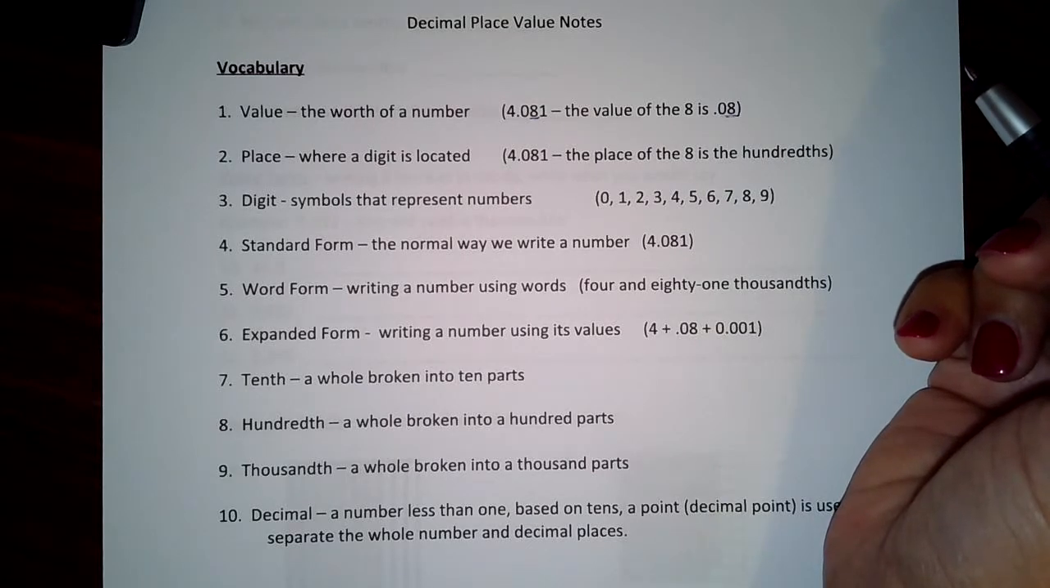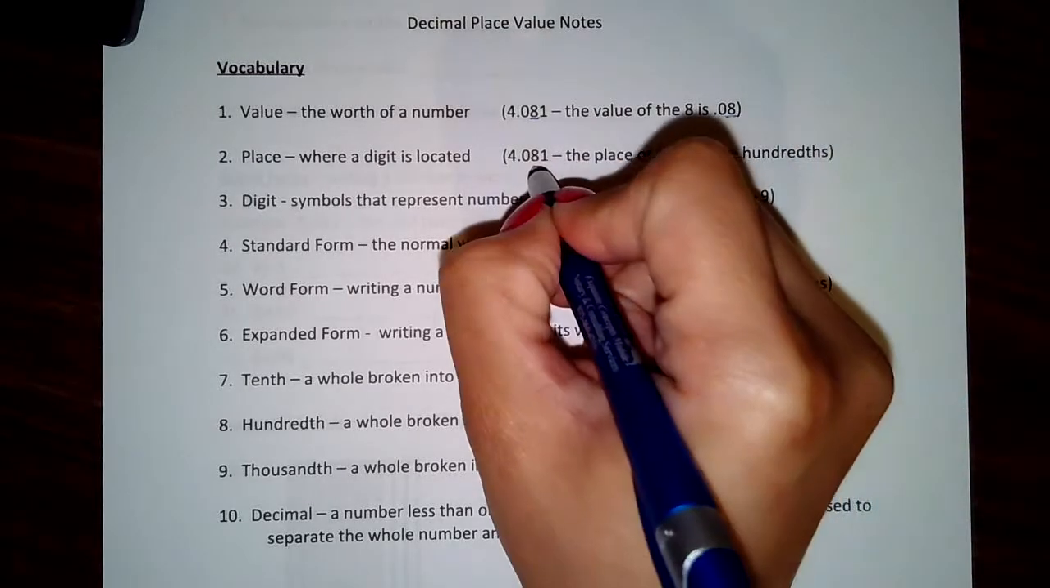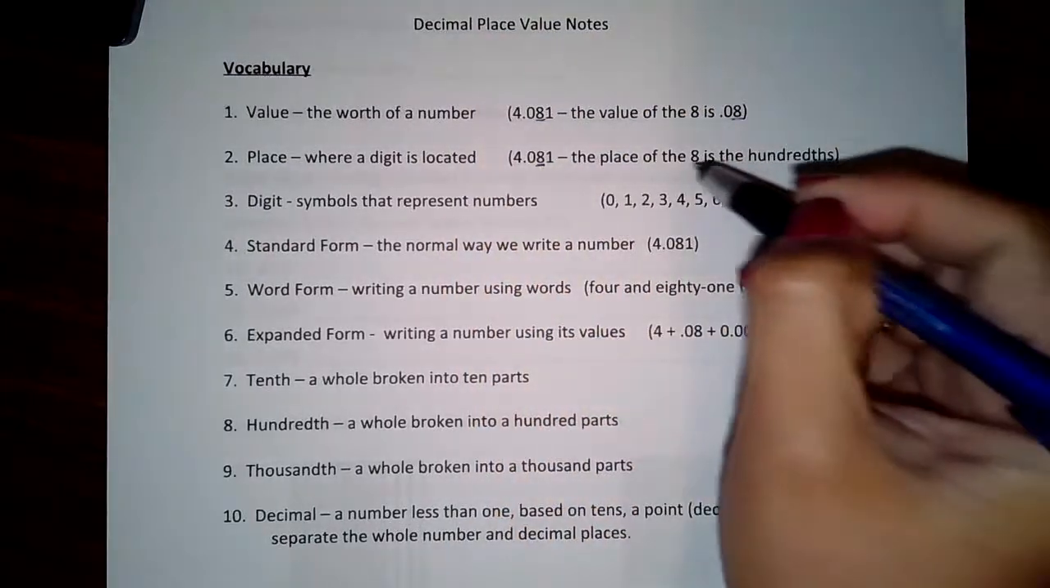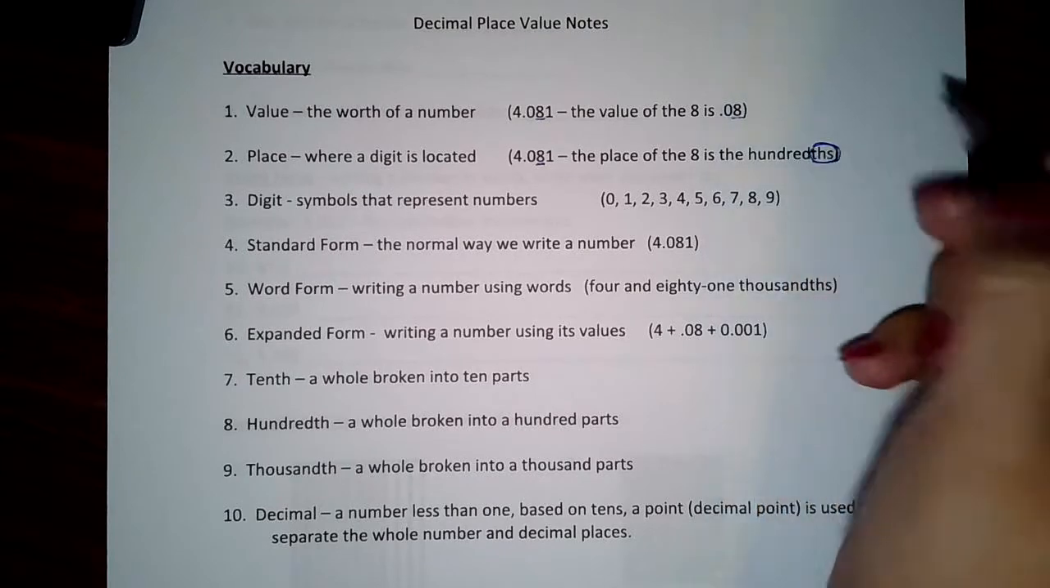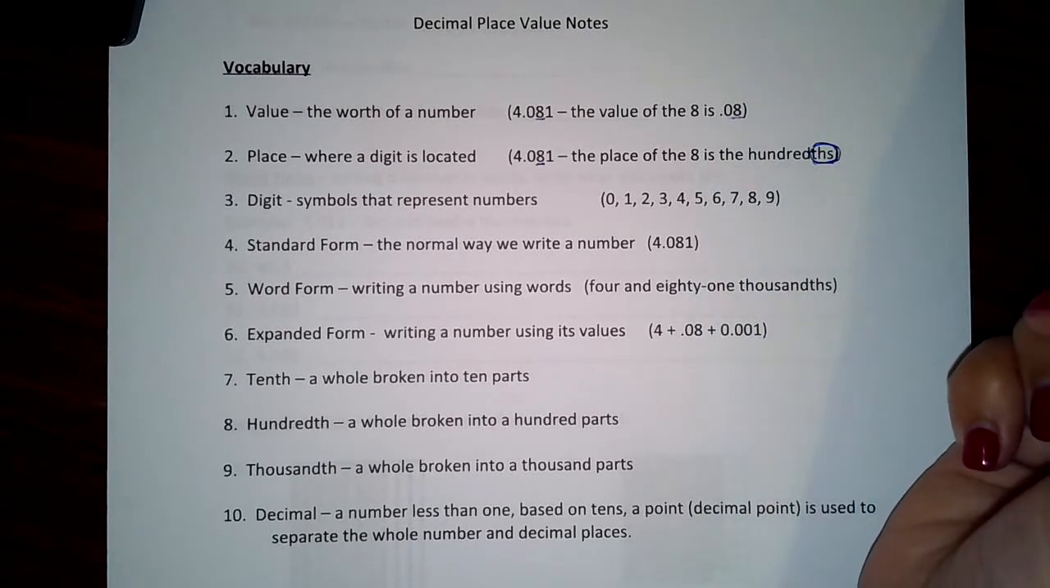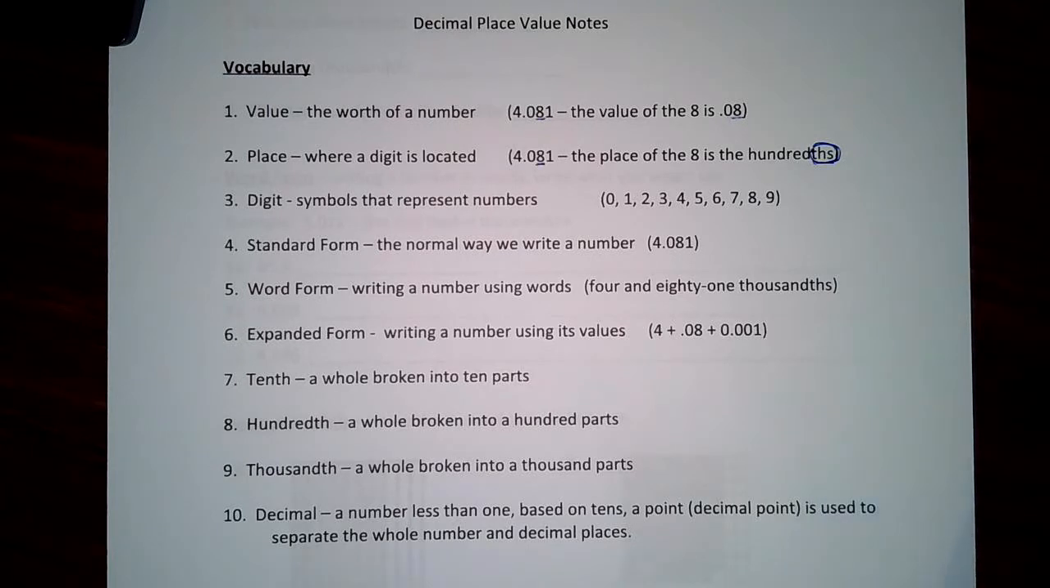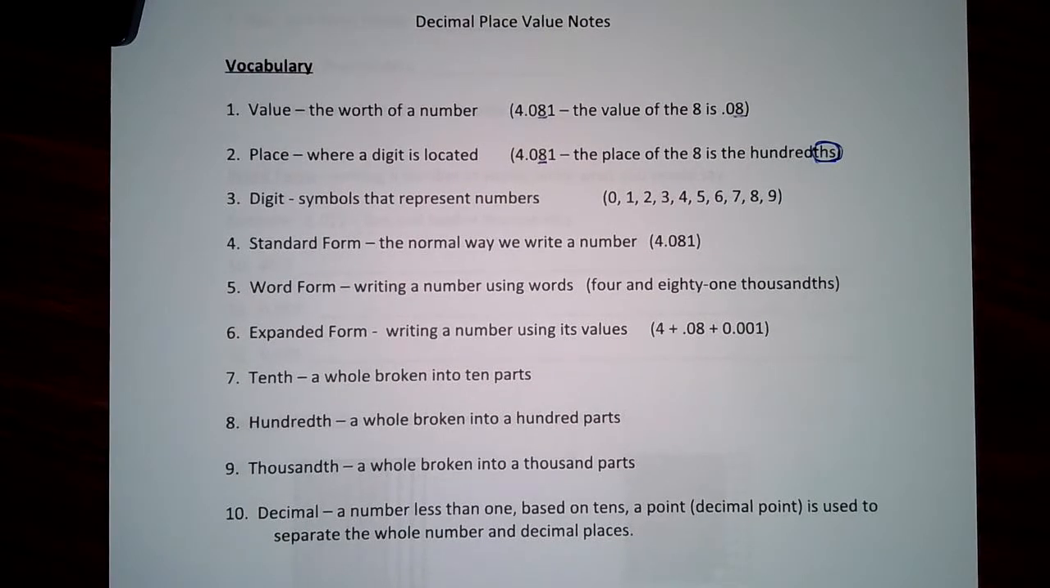The place is where the digit is located. So again, this 8 is located in the hundredths place. And I like to always either circle or underline that TH at the end because I like to emphasize that it's the hundredths place. It just needs to be emphasized. You want to make sure you're saying the numbers correctly. The digit, again, is the symbol that represents the numbers.